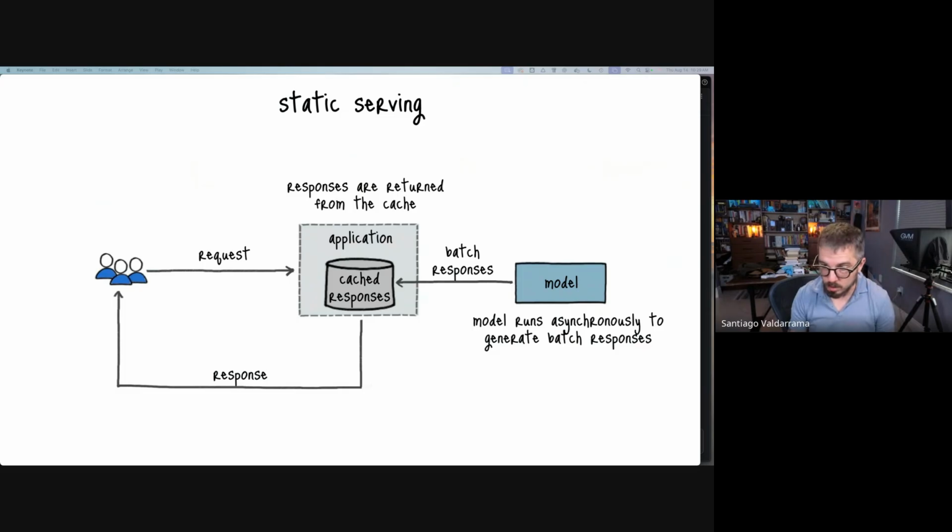So here is what that would look like. When somebody sends a request, the application is actually returning the answer from a cache. It's not computing anything because it was pre-computed already. That model is running in the background, maybe every night, maybe every day, pre-computing those answers and sending them back. So let me give you an example of a model that works like this.